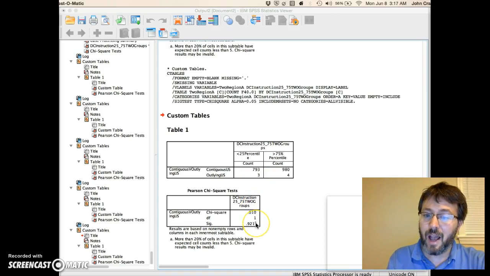And hence in your output you get this footnote A, that more than 20% of the cells have fewer than 5 observations. So we can see that ourselves, and SPSS has clued us into that fact so we can interpret this p-value with caution. But although the p-value has to be interpreted with caution in this particular example, I still want to do the work to interpret it before we talk about what else we can do about these small cell sizes.